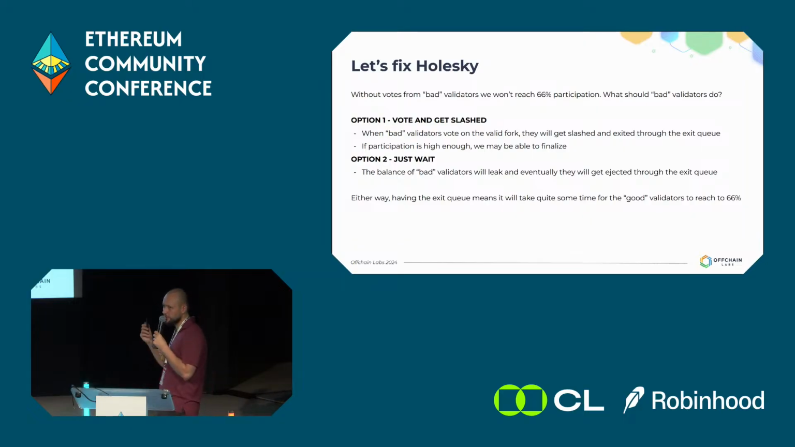We would still have to wait then until the good ones have 66%, but at least we could restart our internal state, right? Because we could prune everything that has been finalized.